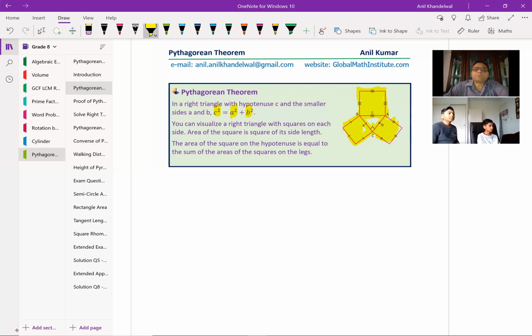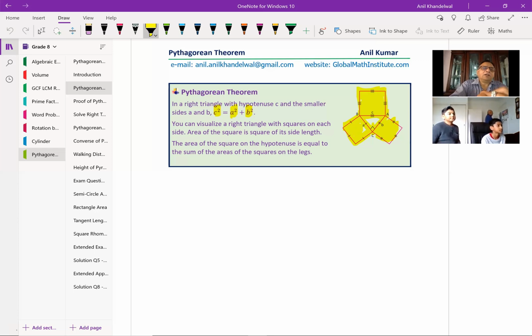Correct? Devansh, can you read what is written on this page? You can visualize a right triangle with squares on each side. Area of the square is square of its side length. Correct. Next para. The area of the square on the hypotenuse is equal to the sum of the areas of the squares on the legs. Correct. You understand both of you, right?